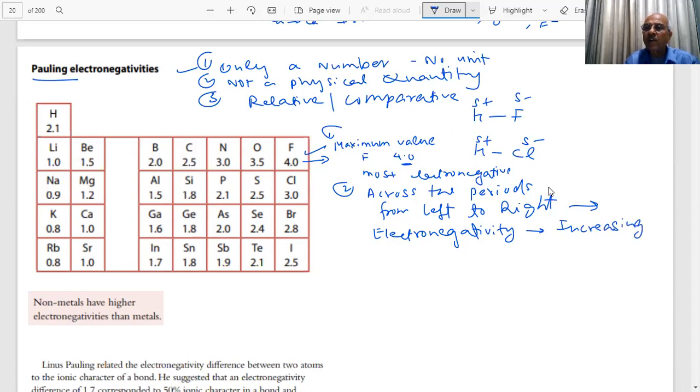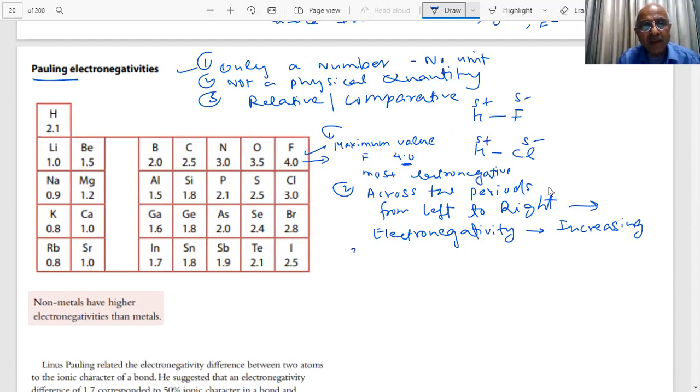We already told you in the periodic table. What is happening, student? As you go, the size is decreasing. Across the period, the atomic size decreases. The outer electron is more towards the nucleus. The attractive force is more. Z effective is more, student. It will attract the electron more strongly toward itself. So the fluorine is most electronegative.